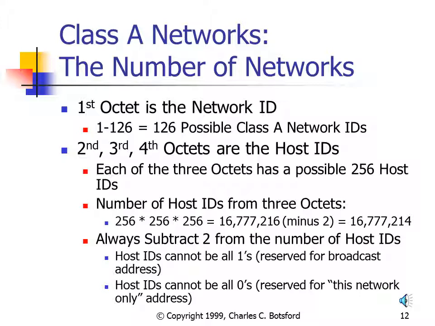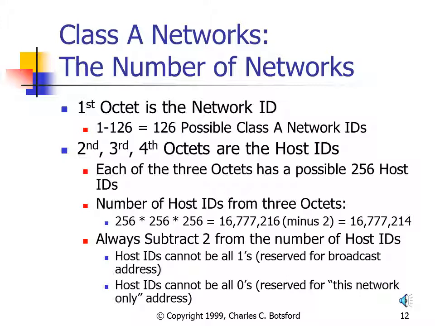Now calculating the number of host IDs on each Class A address network is also easy. Remember, according to the specification, the last 3 octets are reserved for host IDs. Each octet gives you a possibility of 256 addresses, or in this case host IDs. So to determine the total number of host IDs, we take the 3 octets, each supporting up to 256 addresses, and multiply them: 256 times 256 times 256, and that gives us over 16 million possible addresses.